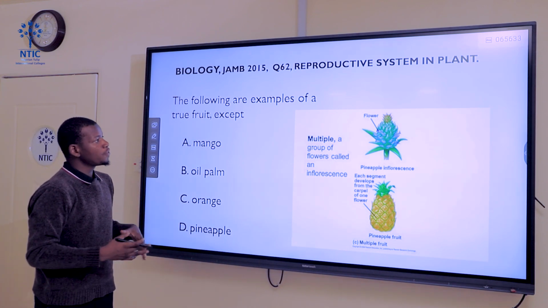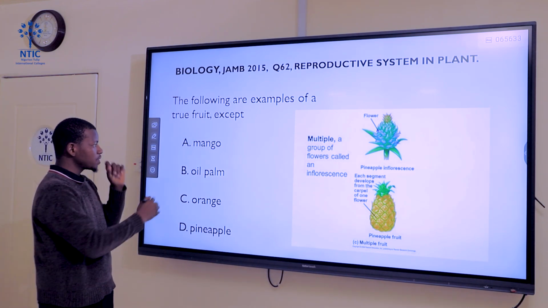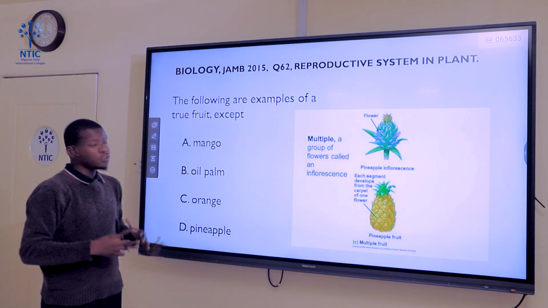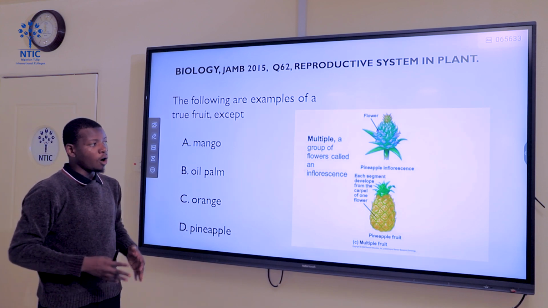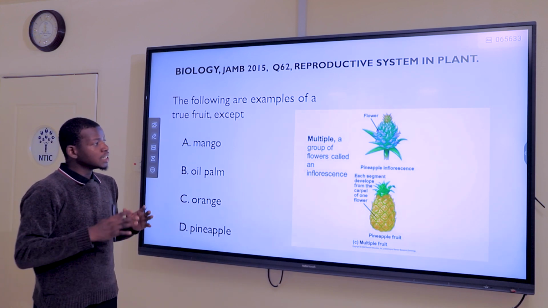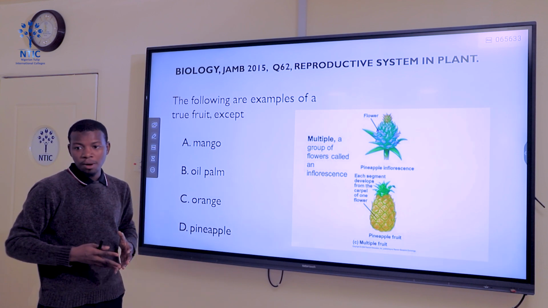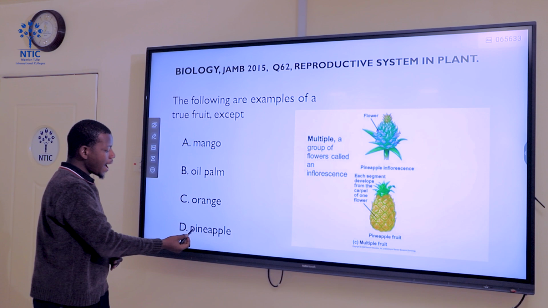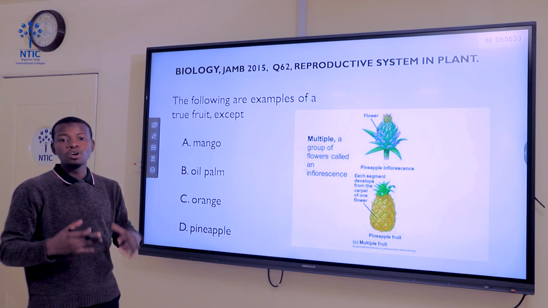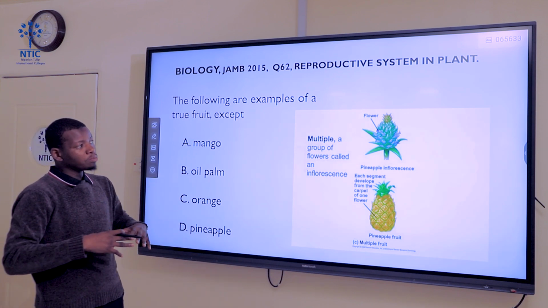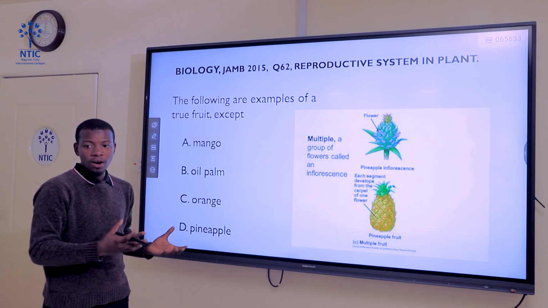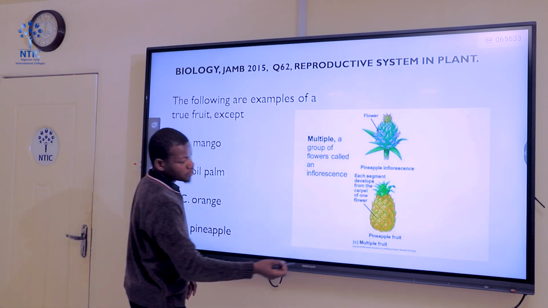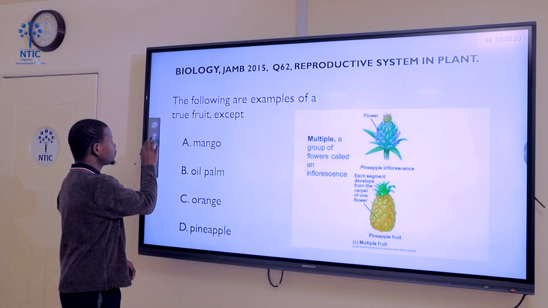Question 62. The following are examples of true fruit except A. Mango, B. Oil palm, C. Orange, and D. Pineapple. True fruit are fruits that develop solely or basically from the ovary. They do not develop from other floral parts. So some of the examples are mango, oil palm, and orange. While pineapple is a multiple false fruit that develops from the entire flower, both the floral part and also the ovary. So pineapple is considered as a false fruit.